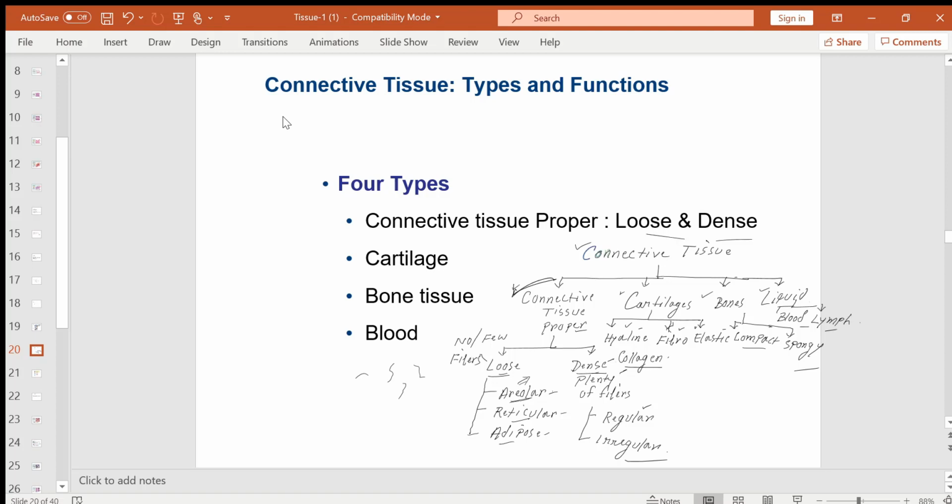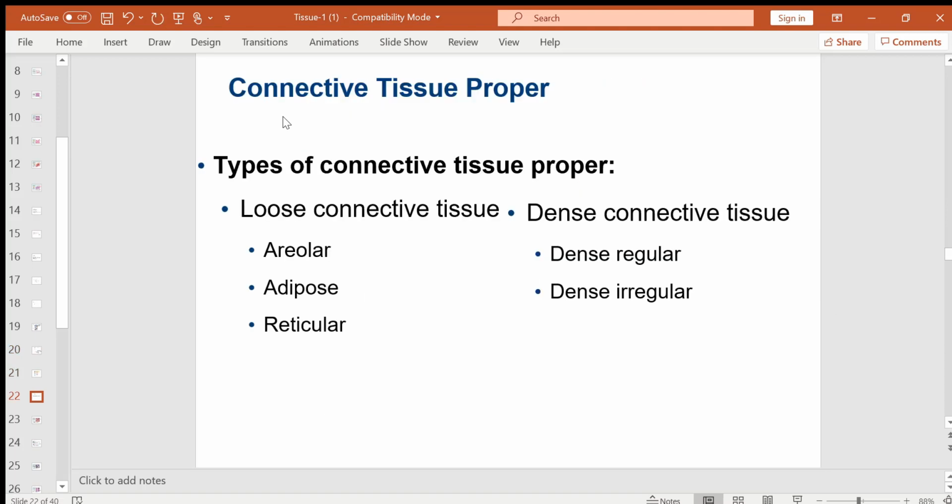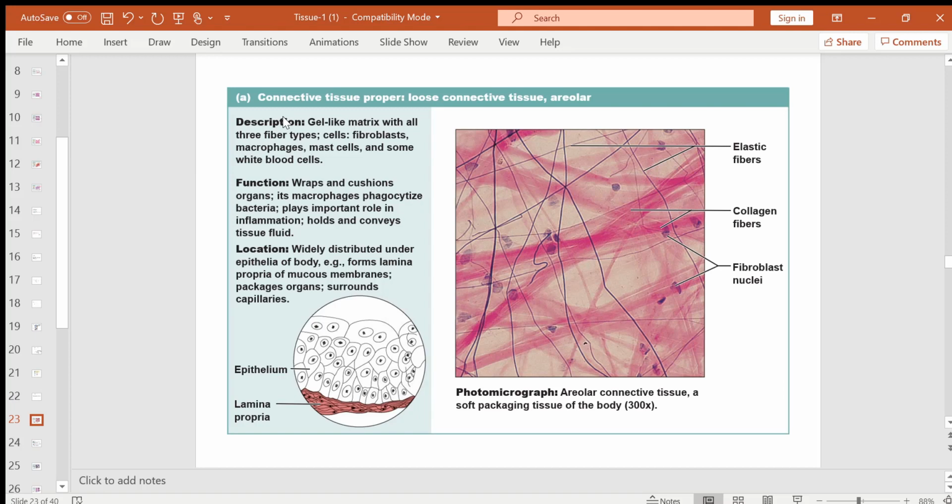So in next few slides I'll quickly go over how that type of connective tissue looks like under the microscope, and then a couple of structures I'll mention where you'll find that type of connective tissue. First, let's start with connective tissue proper, loose. There are three types of loose. You remember: areolar, reticular, and adipose. So areolar.